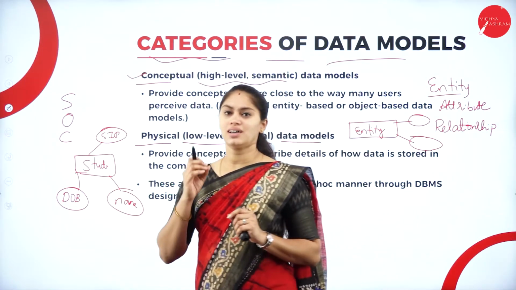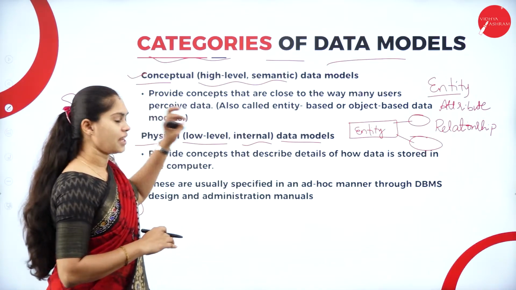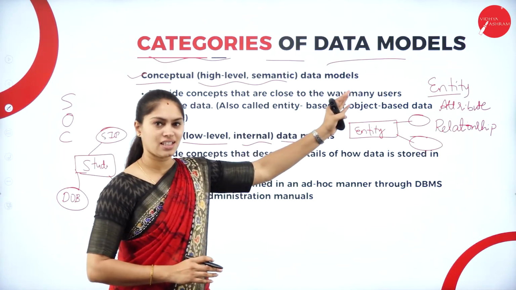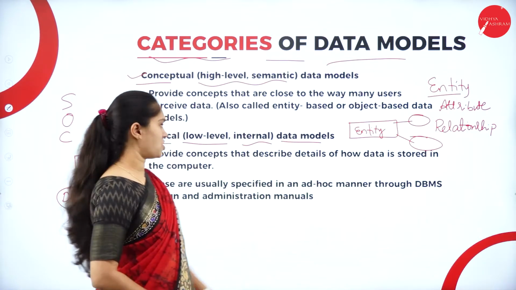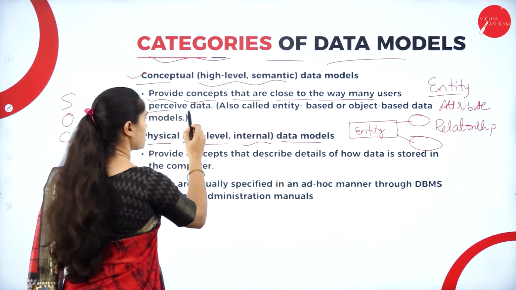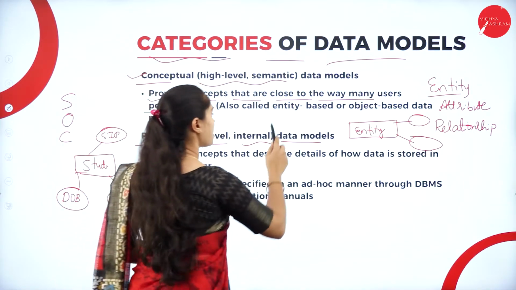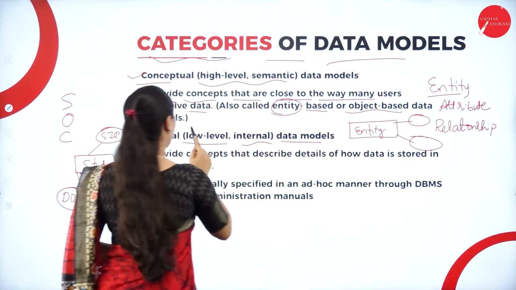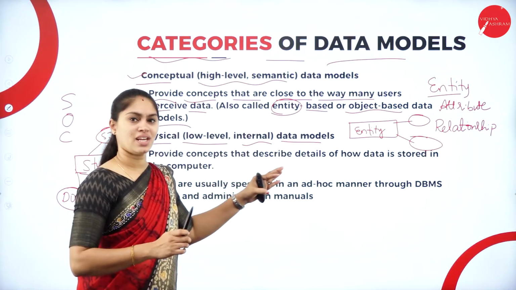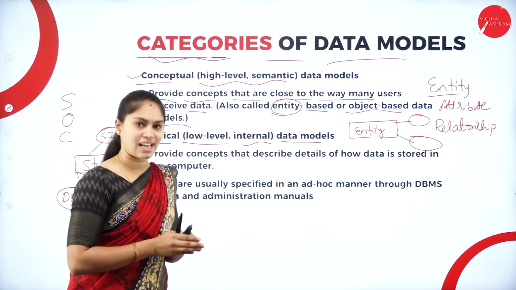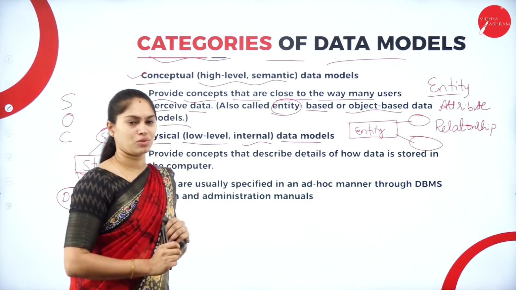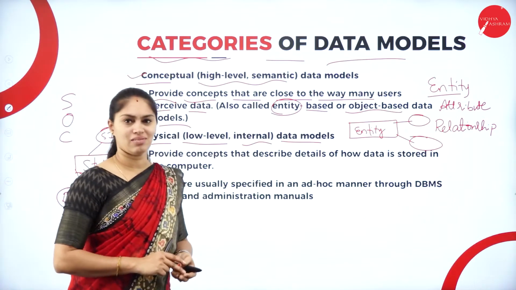So in the conceptual, semantic, or high level data model, they mainly focus on how the user is getting the data, and that focuses on three things: entity, attribute, and relationship. Here it provides concepts that are close to the way many users perceive data. We also call this entity based or object based data models. I can consider an entity as an object, how one object is related to another object is the relationship, and the characteristics it includes are the attributes. This is regarding the conceptual or high level data model.